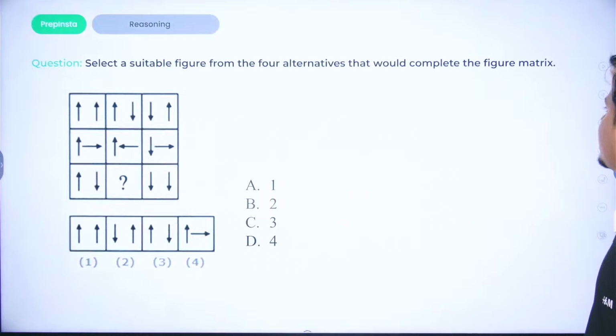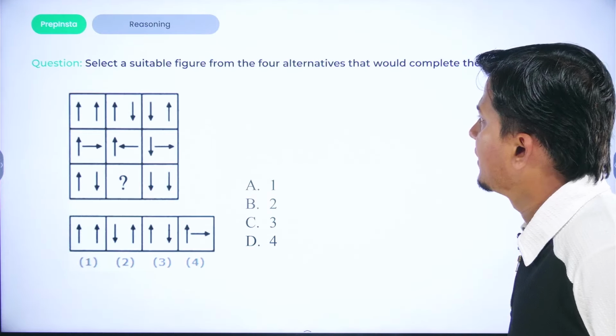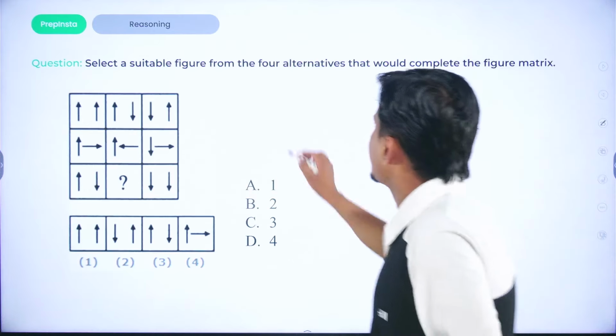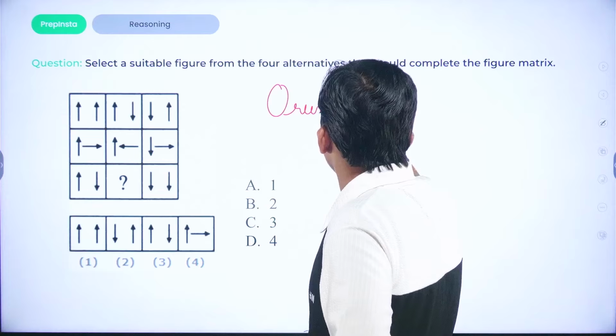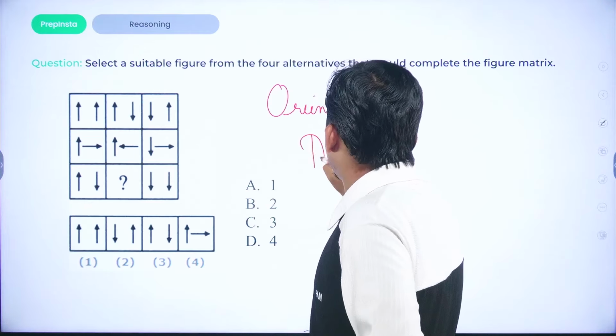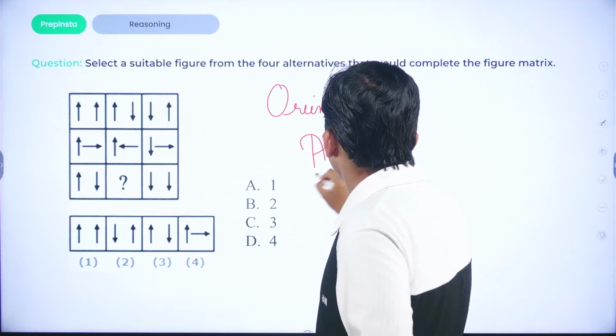Now move to the next question. So next question, we have arrows. We have to check the orientation of arrows, orientation, and the alignment. Alignment means whether they are top to bottom or bottom to top alignments.